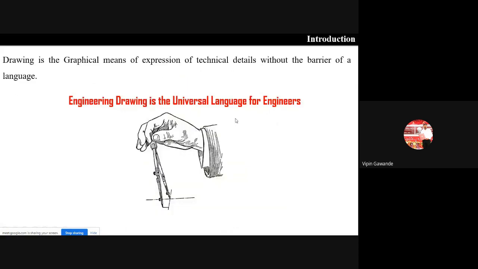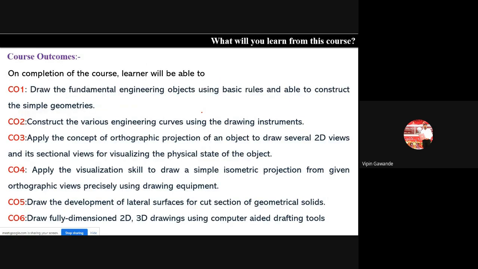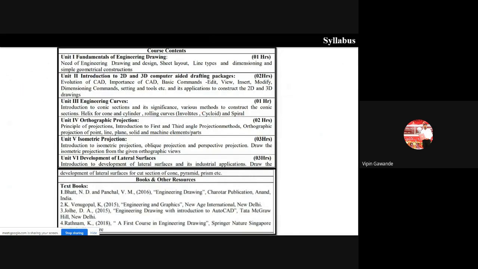We have seen the introduction of engineering drawing. We have called engineering drawing the universal language for engineers. After that, we discussed the examination scheme for our subject, and then we started with unit number 1, where we discussed the need of drawing and design in the previous lecture.